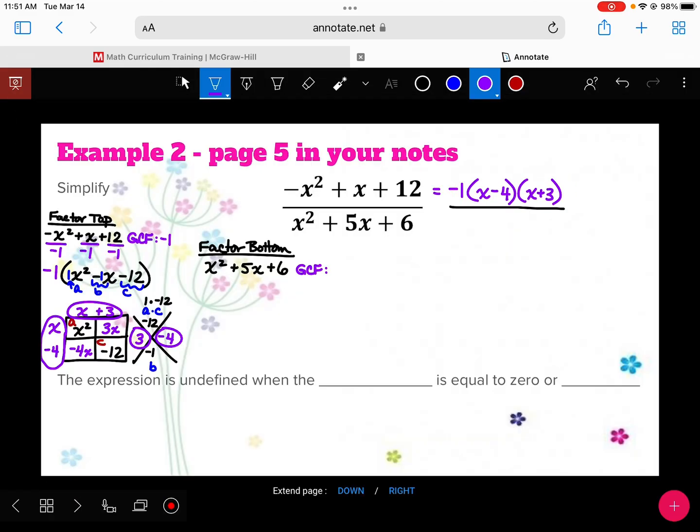I want you guys to factor the denominator and write your simplified expression. Factor the denominator. Cancel out anything that's the same, top and bottom. And write your simplified expression.